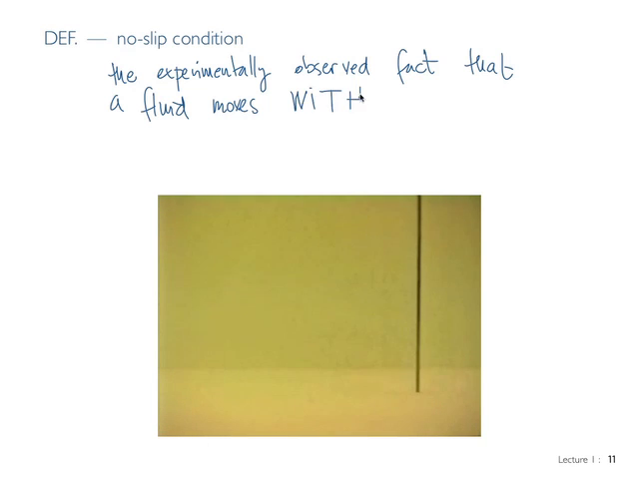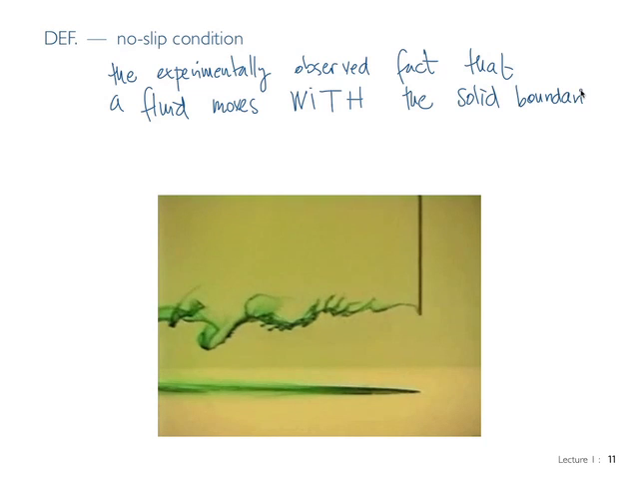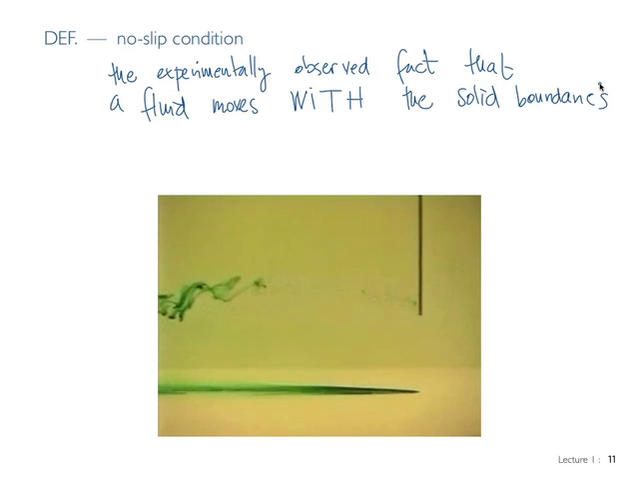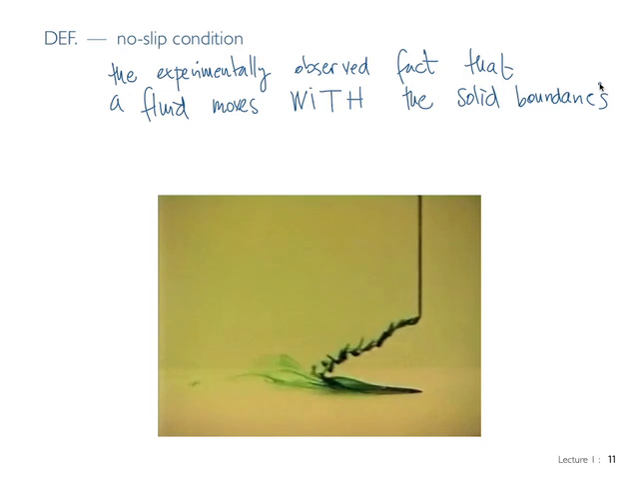That a fluid moves with the solid boundaries. So if the solid boundary is stationary, the first tiny layer of fluid next to it is going to be stationary as well, an infinitesimally small layer. And the velocity of the fluid will slowly go up from that value of 0 at the wall to the value of free stream.